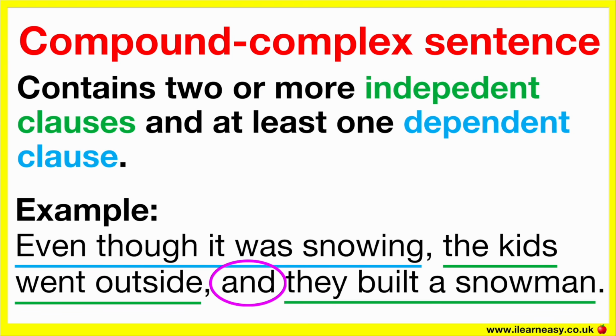Remember, the dependent clause cannot stand on its own as it doesn't make sense as a complete sentence, whereas the independent clauses can stand alone as they make sense as complete sentences.